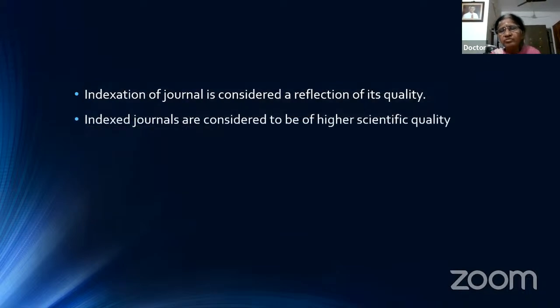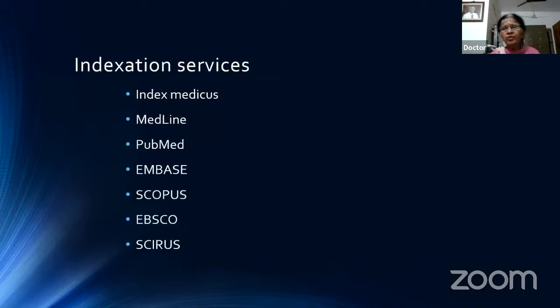Indexation of a journal is considered a reflection of quality. If you know a journal is indexed, that means the journal has some set standards, so it has a higher scientific quality. Okay, so what are all the indexation services that we have? You have Index Medicus, you have Medline.